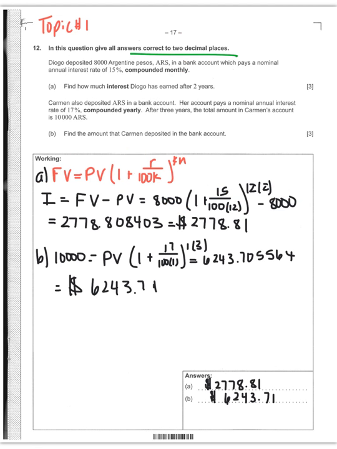And then part B, they give us some more information, and they want to know how much money she deposited into the account. So they give us the future value of 1,000, and they give us a rate of 1.7, and compounded yearly means that K is 1, and it's 3 years, so N is 3. So you can either solve for your present value algebraically, or you can use the financial apps on your graphing calculator. Either way, you find the present value to be $6,243.71.